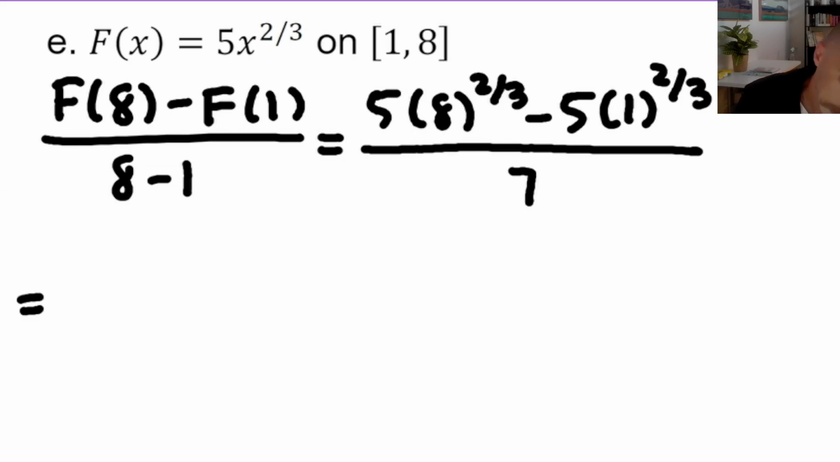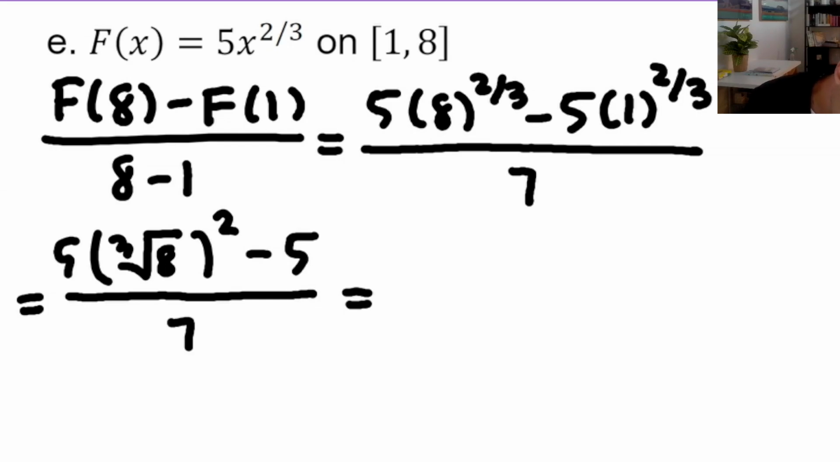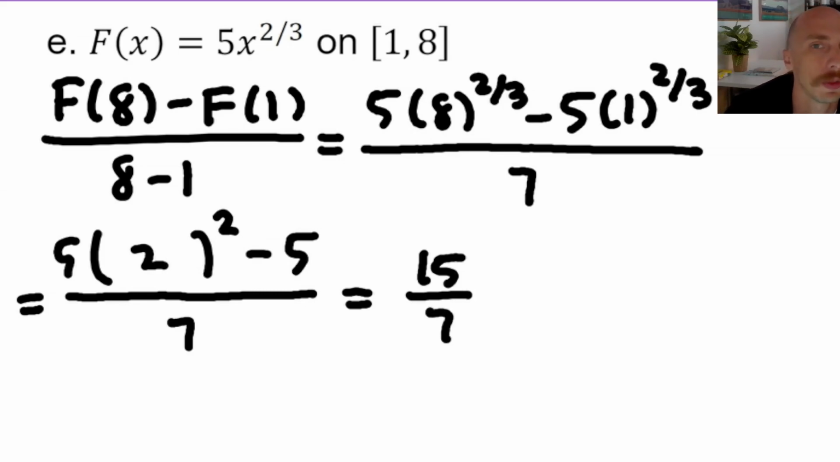All right. And okay, so remember PEMDAS, I'm going to have to deal with the exponents before the multiplication by 5. So 8 to the 2/3 power is going to be 5 times the cube root of 8 squared minus 5 times, well, 1 to the 2/3, I know that's going to be 1 because any power of 1 is equal to 1. So 5 times 1 all divided by 7. Okay, so if I take the cube root of 8, that's going to be 2. 5 times 4 is going to be 20, minus 5 is 15 over 7, and that's going to be fully simplified. There's nothing else we can do with that.